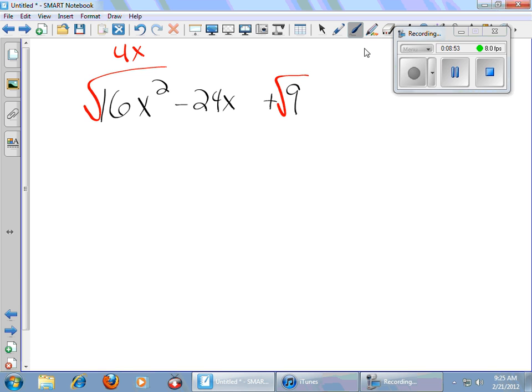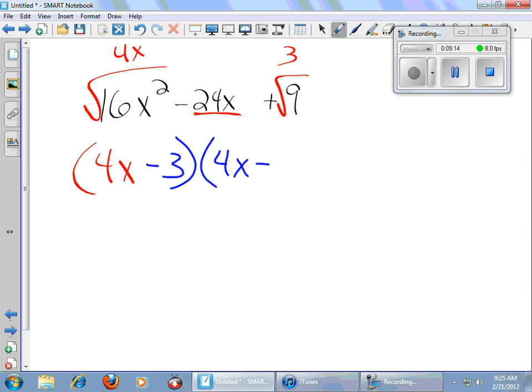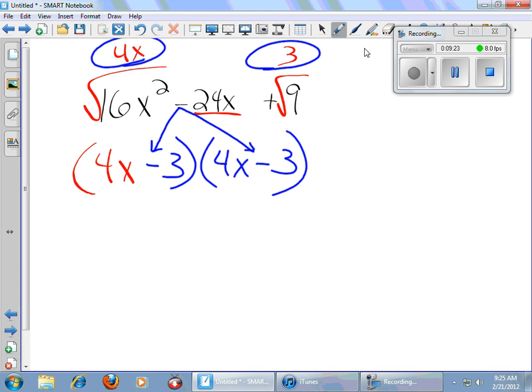Is the last term a perfect square? It sure is, 3. What's 3 times 4x? 12x. Double it, 24. Look at that, it matches 24x. So here's how this factors. The quantity of 4x minus 3 times the quantity of 4x minus 3. So I use the square roots in each quantity, but this sign tells me which one to use. See how simple that is? Let's try another one.